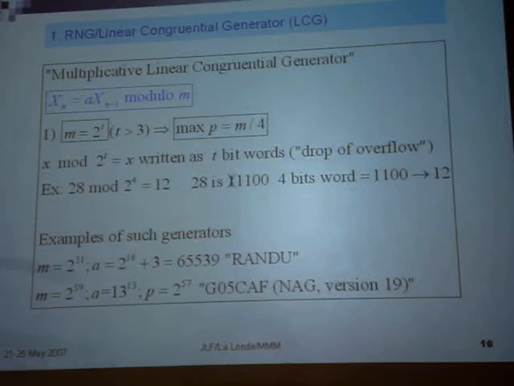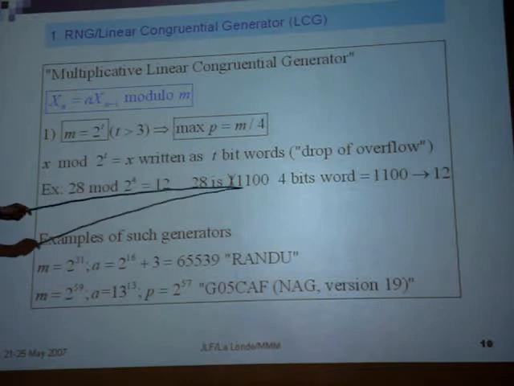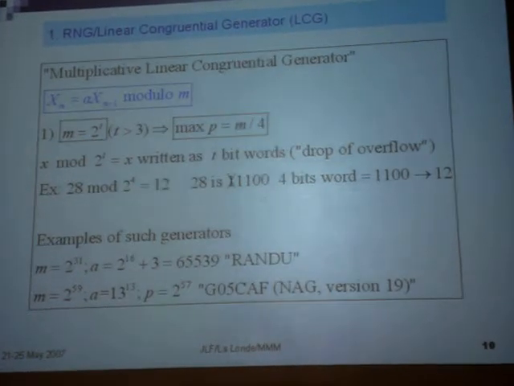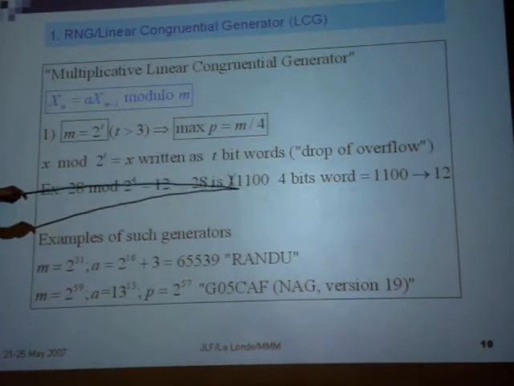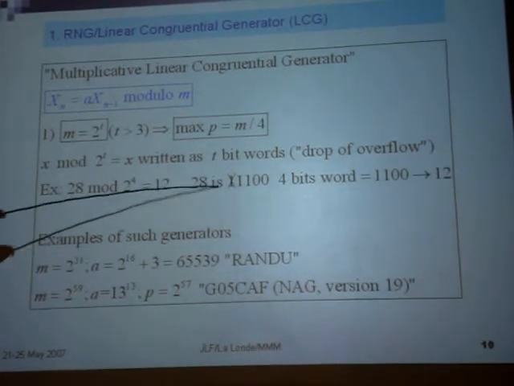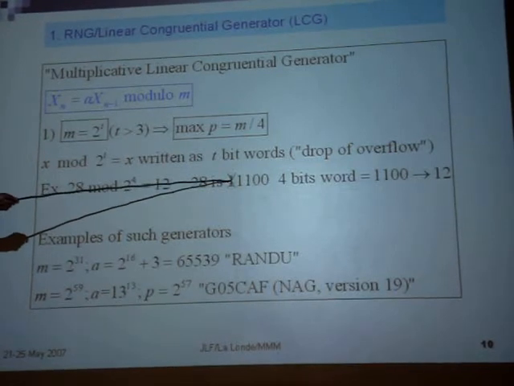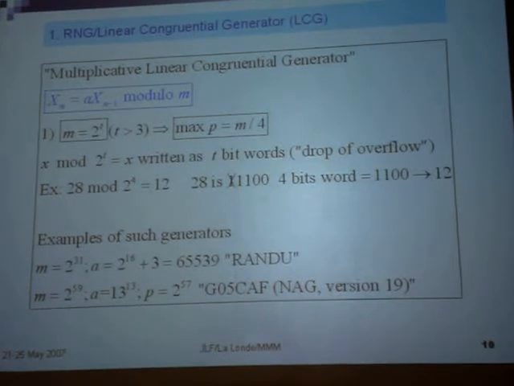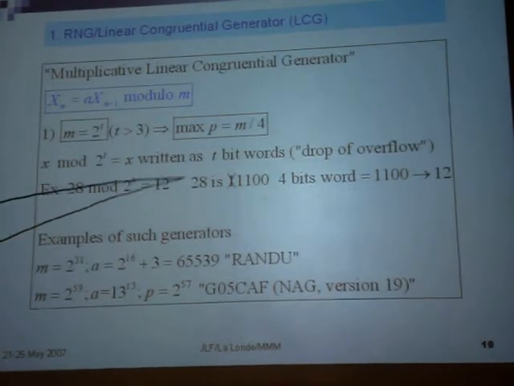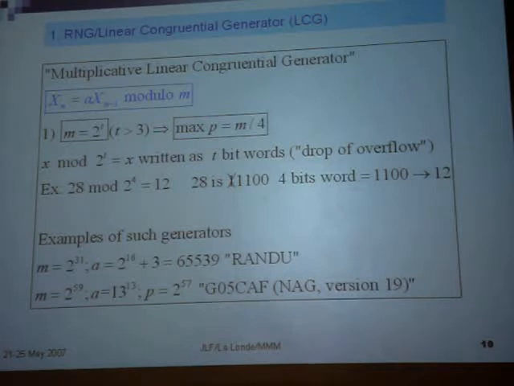Now if you write 28 in a binary basis, this is 1, 1, 1, 0, 0. And if you just take the 4-bit representation, that is you delete the first bit, you get exactly 12. So that means that you have just to withdraw the overflow. So it's very simple, you don't need anything, you just write the number in this binary notation.